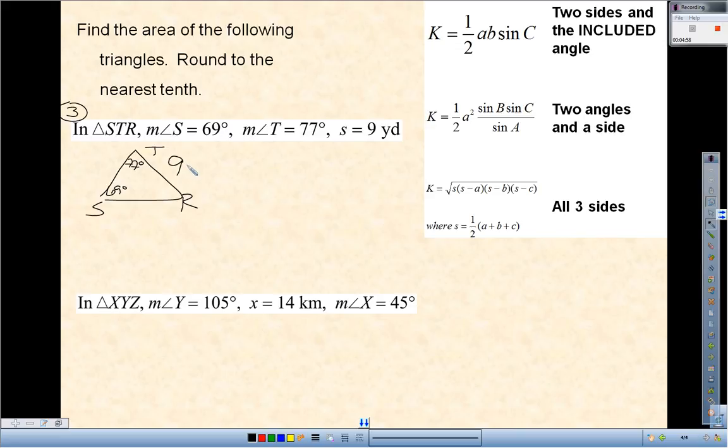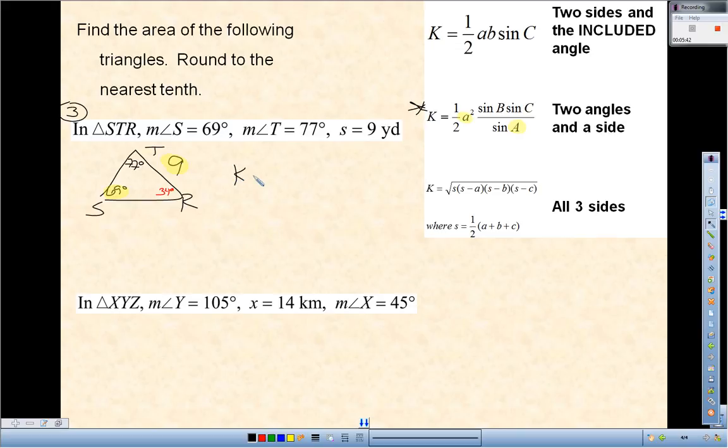The first thing I notice is that with two angles and a side, I know I'm going to use this formula, but in the formula I need to know all three angles. So first I add 77 plus 69 and subtract that from 180, which gives me 34 degrees for angle R. That's important because in the formula, whatever side you are given, make sure that angle goes in the denominator. Since I'm given side S is 9, angle S, or 69 degrees, is going to be in the denominator.